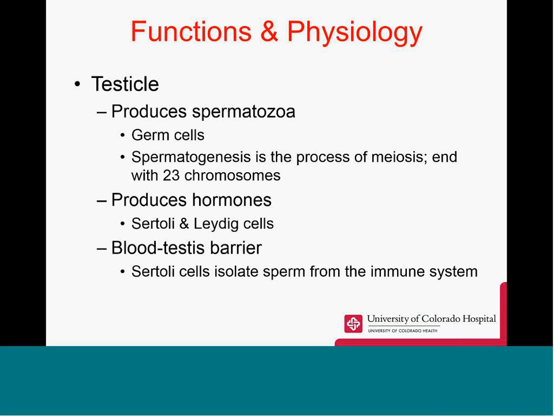The testicle, of course, produces sperm from the germ cells. It is a process of meiosis, where you end with 23 chromosomes. The hormones produced by the testicle are the responsibility of the Sertoli and Leydig cells. These cells join together to form the blood-testis barrier, which isolates the sperm cells from the immune system. This is necessary because the sperm forms surface antigens that could stimulate an immune system response, resulting in destruction of the sperm.